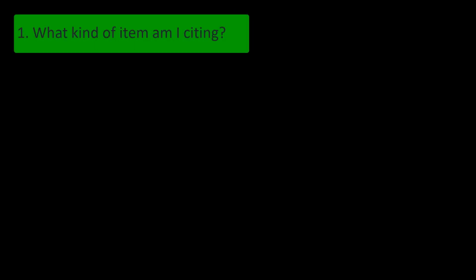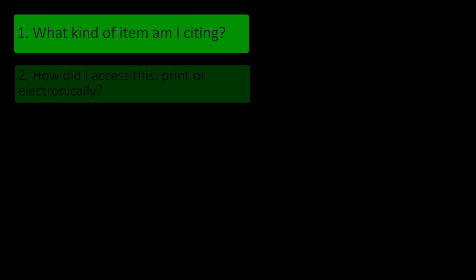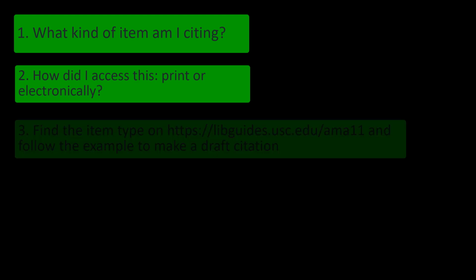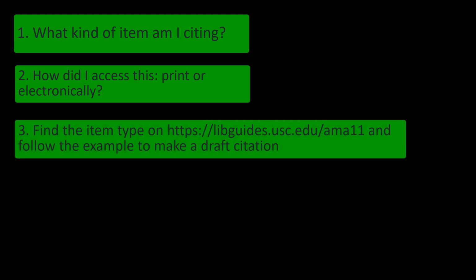First, identify what kind of item you are citing. Is it an article, a book or chapter in a book, a website, or something else? Second, identify how you access the item. Is it a print item you held in your hands, or an electronic item you viewed on a screen? If the item type and access method is covered on this guide, use the general format and worked examples and data from your item to make your own citation.